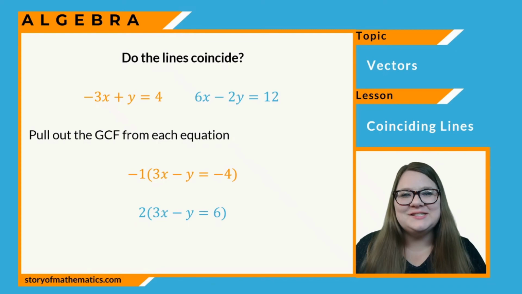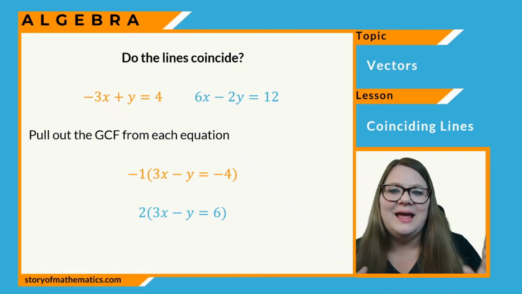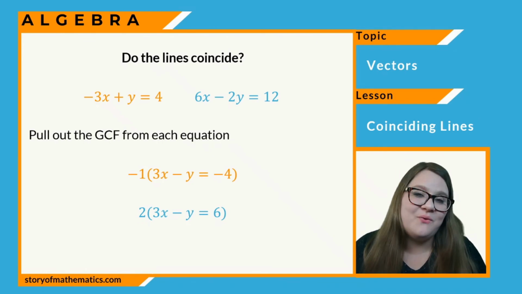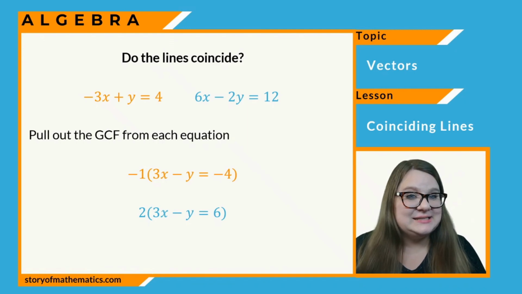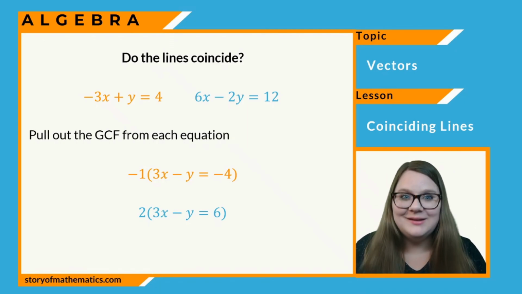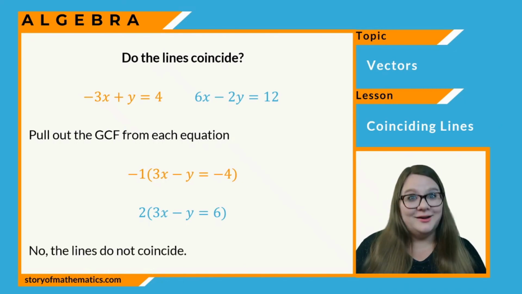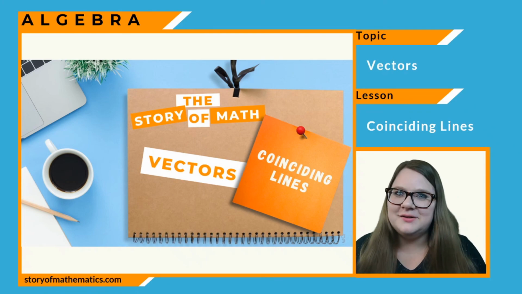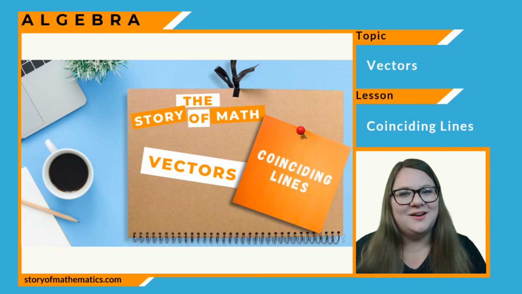These two base equations, if you will, look pretty similar. However, one is 3x minus y equals -4, and the other one is 3x minus y equals 6. So are they really the same, even though they look the same? No. So the lines do not coincide. And that's how you use our parallel vector information to figure out if lines are coinciding.